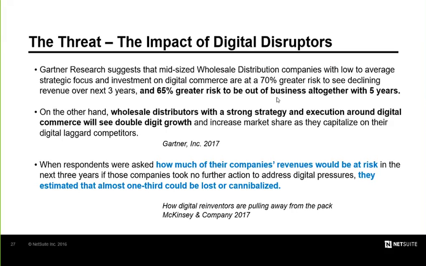Ones that have been doing business the same way for a long time. And what it's saying is those mid-sized distributors that have been doing business the same way for 50, 100 years are at incredible risk for going out of business because of the change that we're seeing. It comes back to Darwin's quote about the responsiveness to change. So on the other hand, wholesale distributors who are making a strong strategy and executing on digital commerce will see double-digit growth. They're the ones that are eating up that smaller piece of the pie.